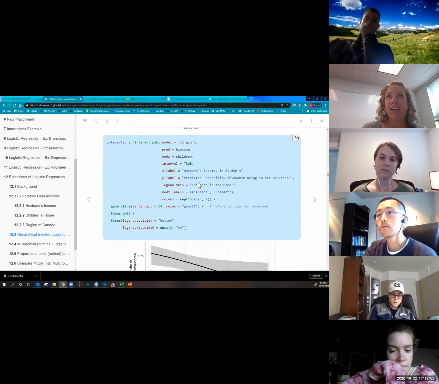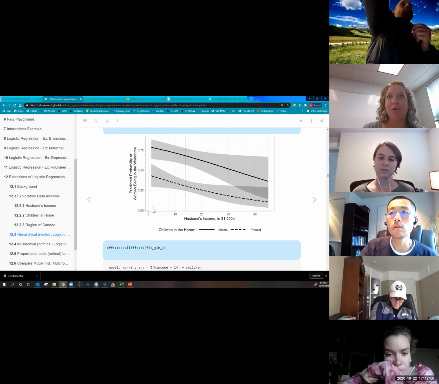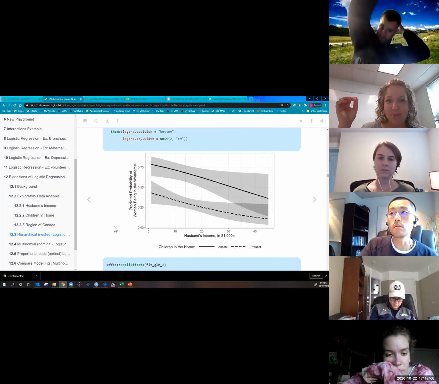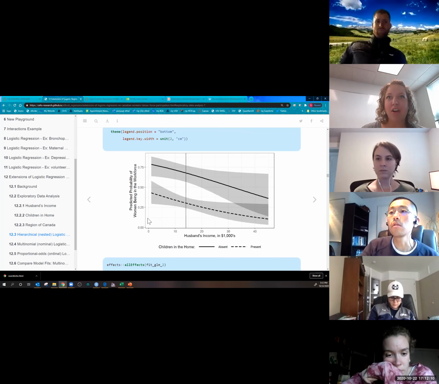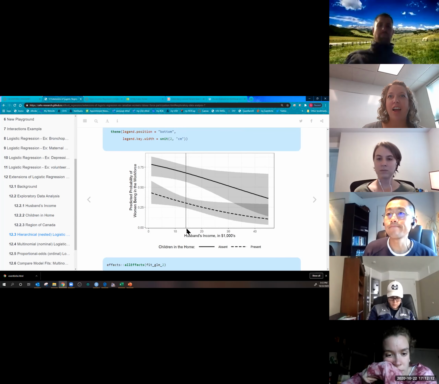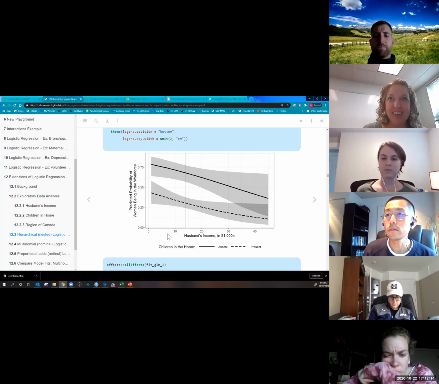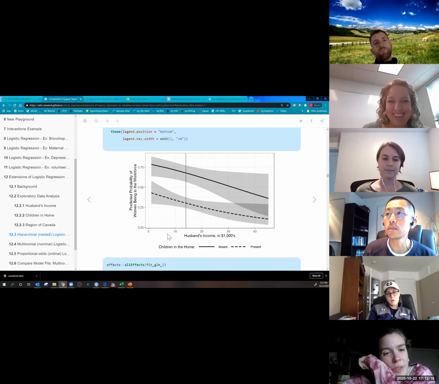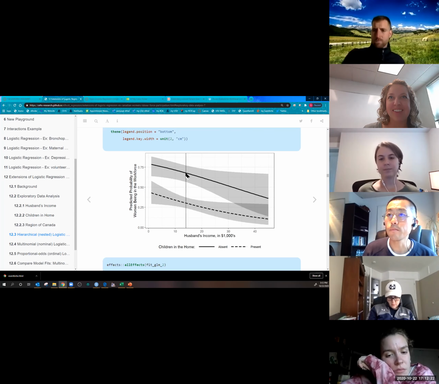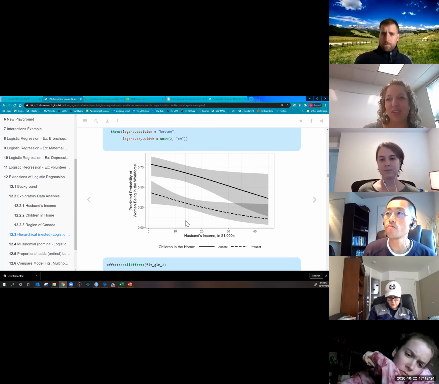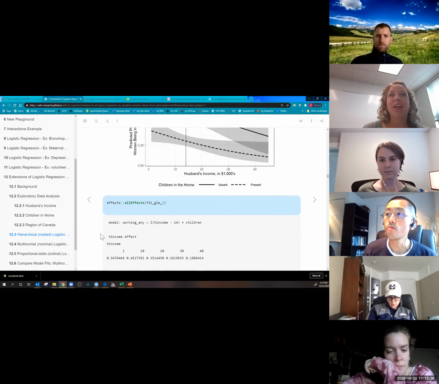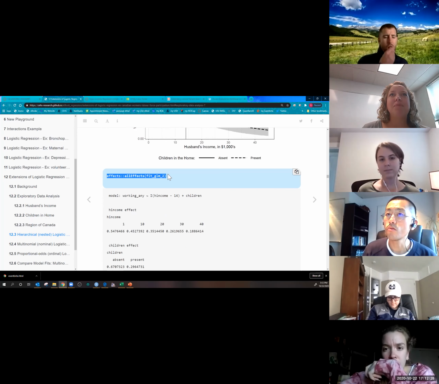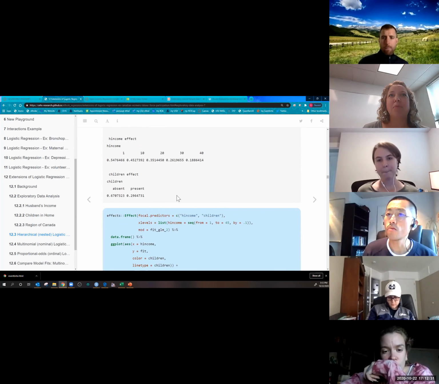Now, I added a bunch of stuff in here, and that puts it at a more publishable quality plot. I've also added a vertical line here. What number do you think that's at? That's 14, your 14,000 again, because that's the average husband income. So these are the intercepts right here, because I centered at 14. So that's why I drew that line on there.